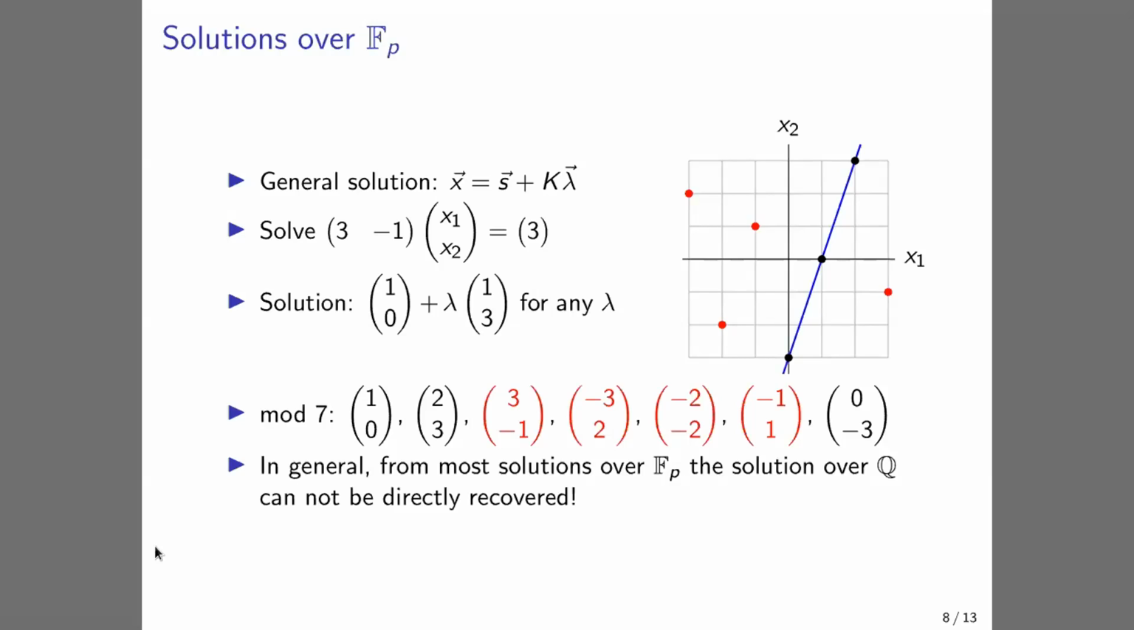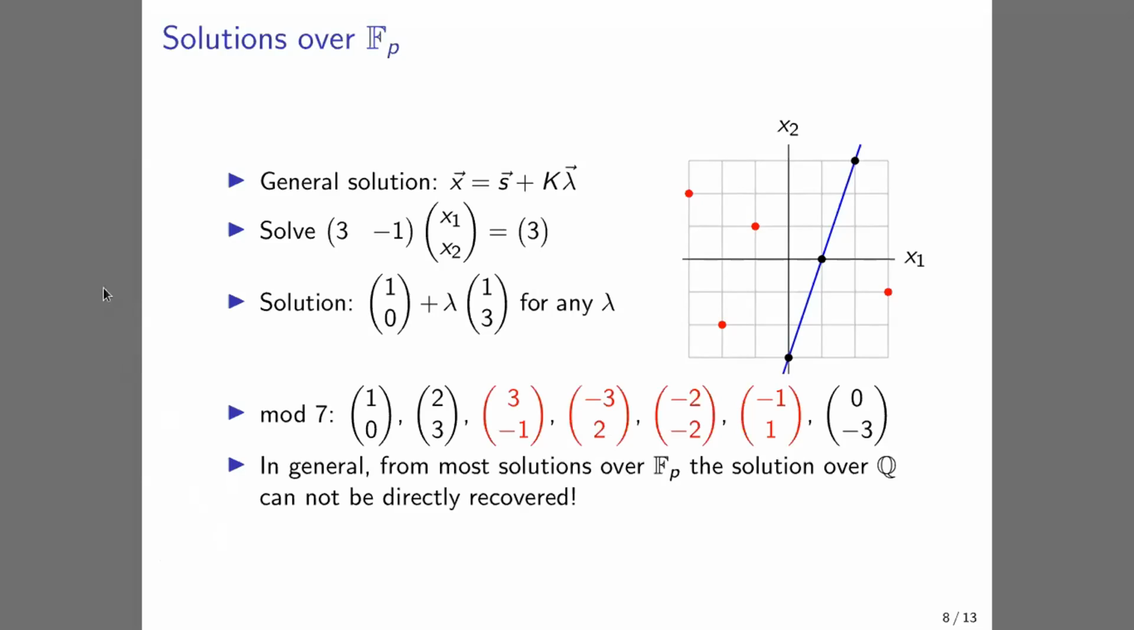Now, if we were to take the solutions to the system over the finite field of integers modulo 7, which I've written out here, you also get these 7 dots that are in the picture. And you see that only the 3 dots that are on the line do really directly correspond to the solution over the rational numbers, and not the 4 remaining dots. Now, in general, it is the case that most solutions that you would get over a finite field do not directly correspond to solutions over rational numbers.